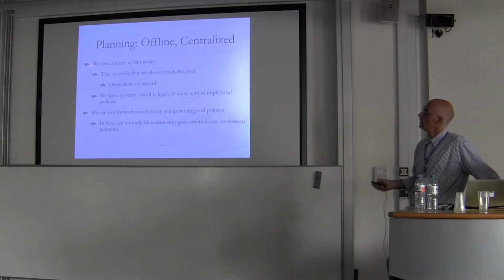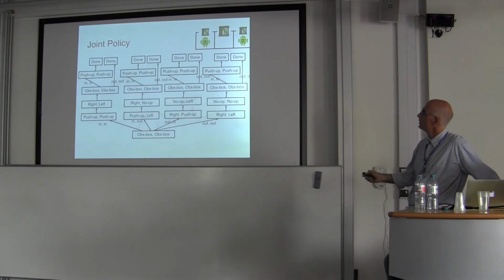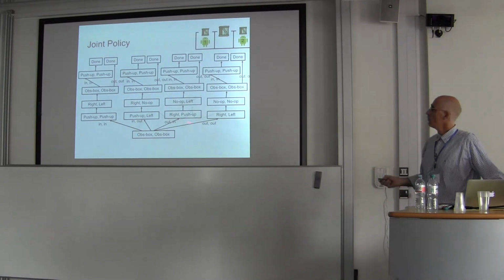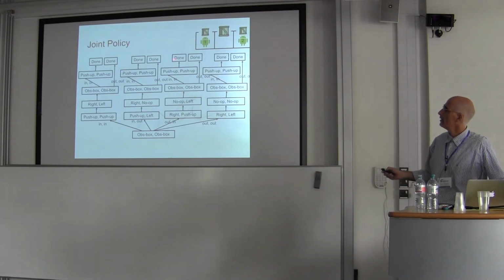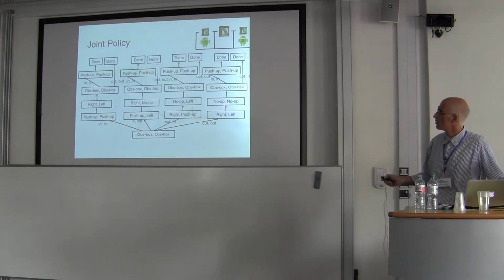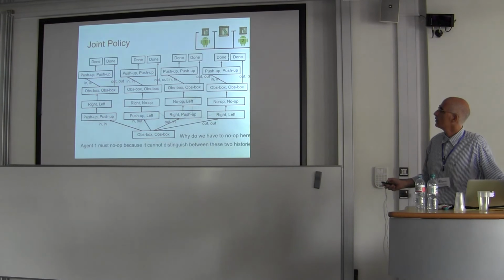Well, given a joint policy, we can evaluate whether it reaches a goal. This is a joint policy. In all of them, we eventually succeed. In all of the paths here, we eventually succeed in pushing all the boxes out. So this is the solution plan. If you generate a joint policy that solves the problem in all branches and satisfies the condition that the policy is executable, so that given similar local information, the agent takes similar actions, then you've solved the problem.